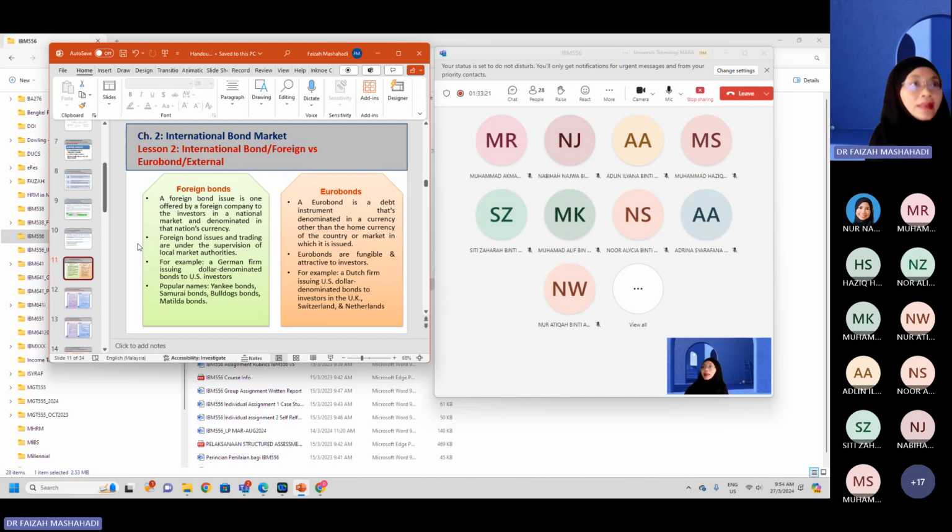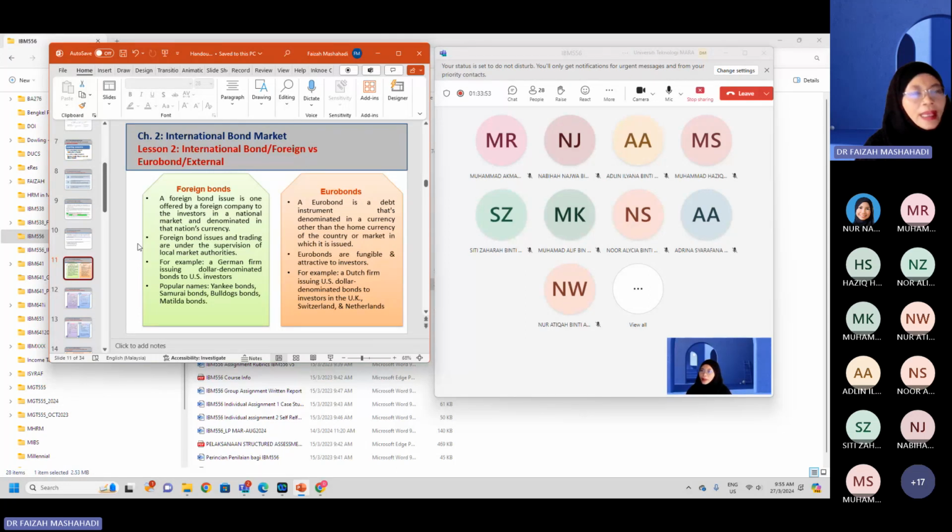So we have example, bagi example lagi sekali kat sini, takut tak faham kot, tapi dah faham kan. A German firm issuing dollar denominated bonds to the US investor. German, right, issue dollar denominated targeting US market. Definitely that one is a foreign bond or international bond. And the popular names of this bond, dia ada nickname. Foreign bond dia ada nickname dia. Contoh dia Yankee bonds. Kemudian kita ada samurai bonds. We have bulldog bonds, and then we have Matilda bonds.